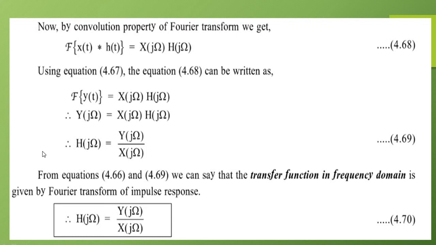So from this, what is H of j omega? Cross multiplication: Y of j omega divided by X of j omega. So this is how we arrive at the transfer function in frequency domain. This transfer function in frequency domain is literally given by the Fourier transform of the impulse response. So that is the importance of impulse response.